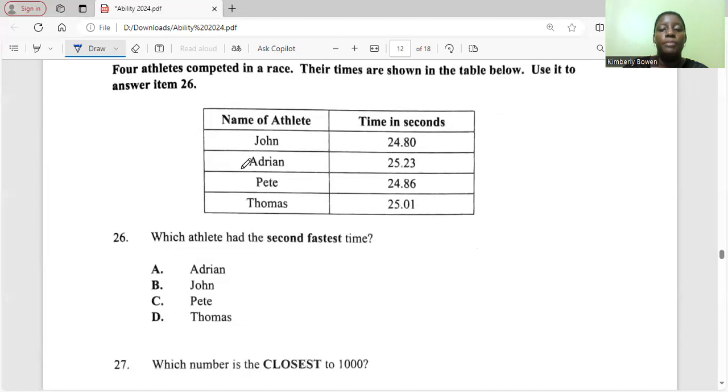I'm just going to number them. The fastest time is the one that has the lowest number. So the fastest time here is John, then Pete, then Thomas, then Adrian is 4th place. So the correct answer is 2nd place, Pete.